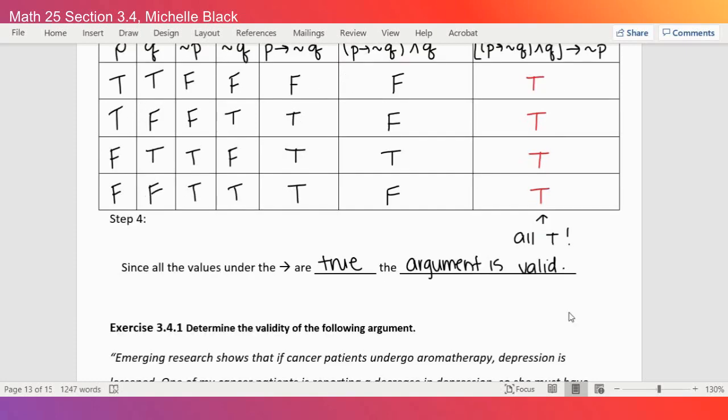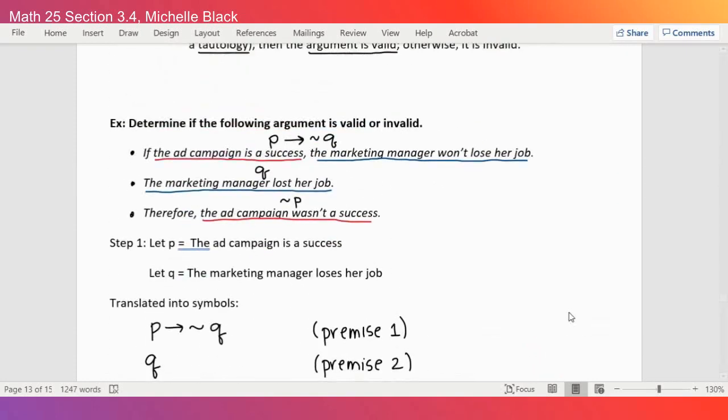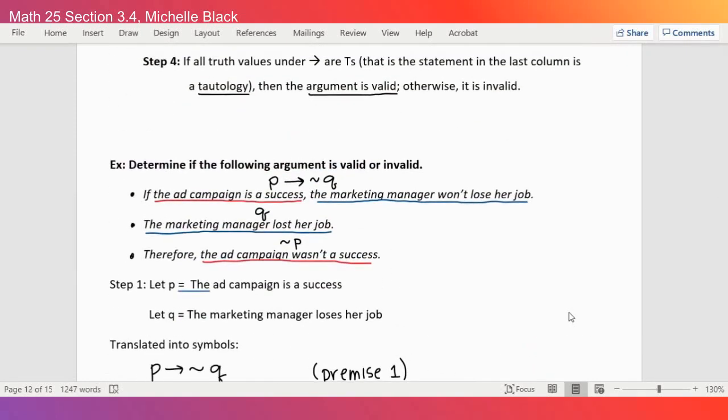Again, because I found that the argument is valid, it implies that my two premises, if the ad campaign is a success, the marketing manager won't lose her job, as well as the marketing manager lost her job, together can imply that the ad campaign wasn't a success. This conclusion can be deduced from these premises.